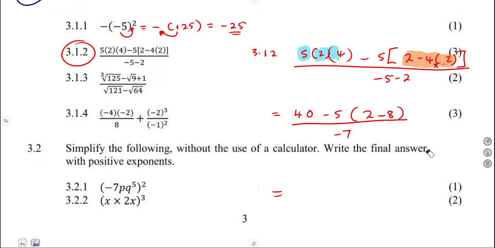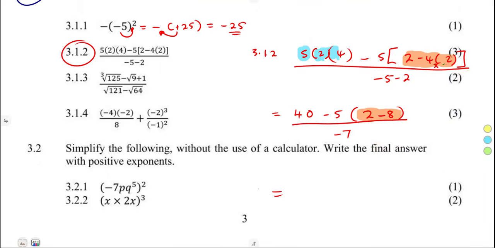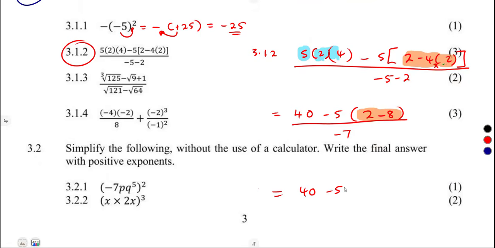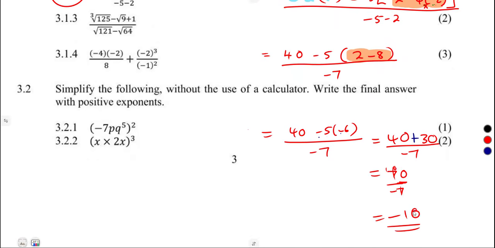All right. Then simplifying the bracket, we are still on the brackets. We have got 2 minus 8, and that was going to give us a negative 6. So that's minus 5 times negative 6 over negative 7. And that's minus times a minus gives us a positive. Then you multiply 5 times 6, which is 30, over a negative 7. 40 plus 30, that is 70 over negative 7. And this is going to give us negative 10 at the end.